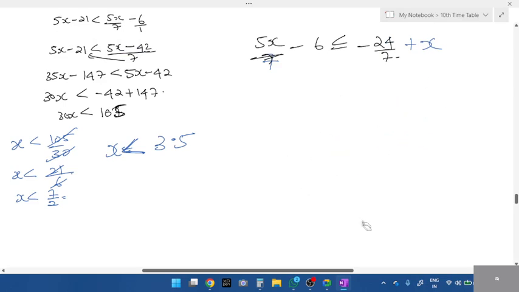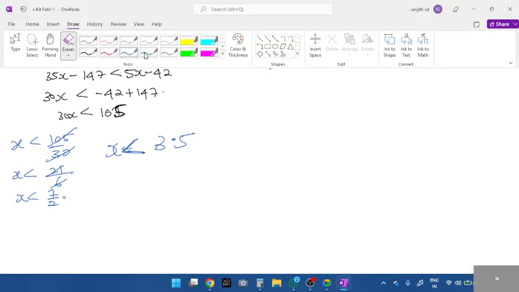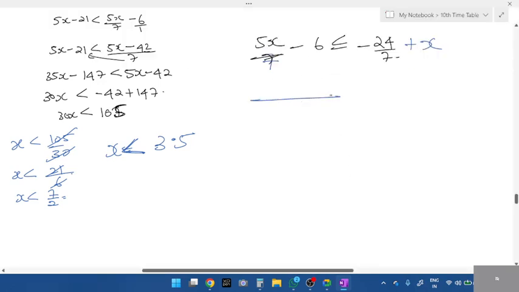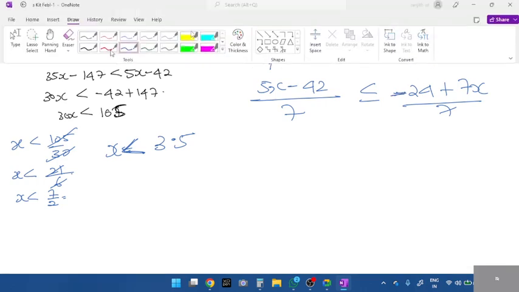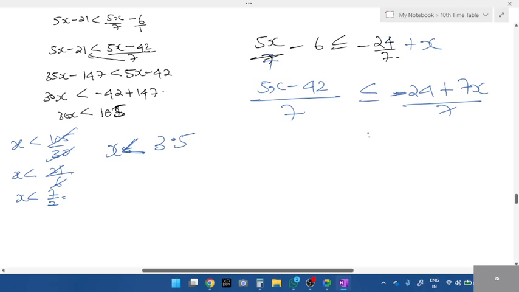Yes. After the text, when I needed to take the LCM, I forgot that. Let me do it once again. What's the answer? 5x minus 42 less than or equal to plus 7x. Is it clear? I had missed this plus 7x from the question, I didn't copy it. So make sure you copy the correct question.